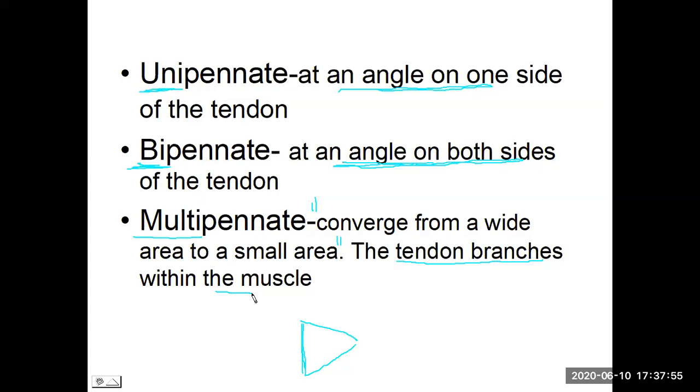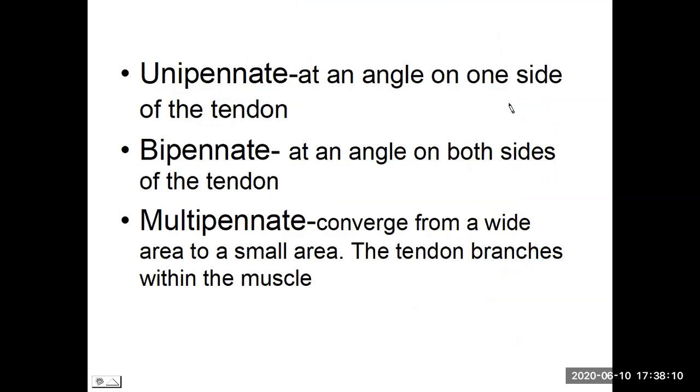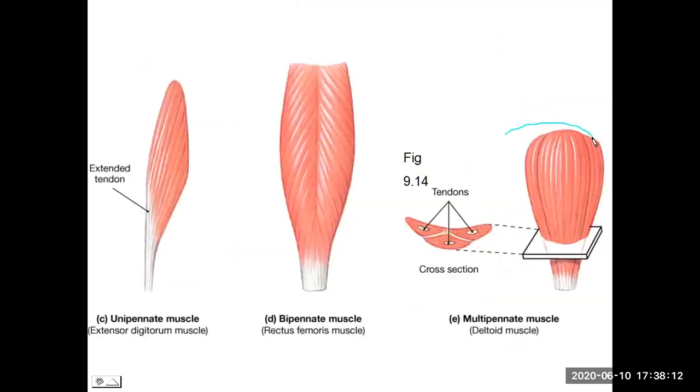So if we go back to the illustration for convergent muscle, I mentioned a cross section slicing through the center mass of the muscle. There's no present tendon. And we'll skip forward to multipennate. A broad base tapers down to a smaller area, but through cross section, you could see that internal tendon that would branch through the muscle itself.